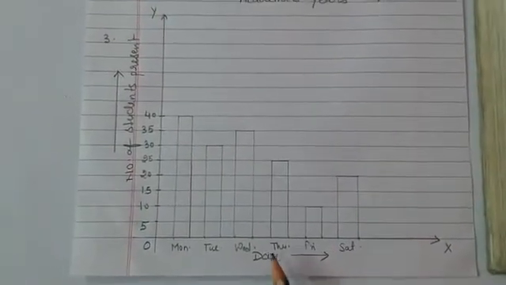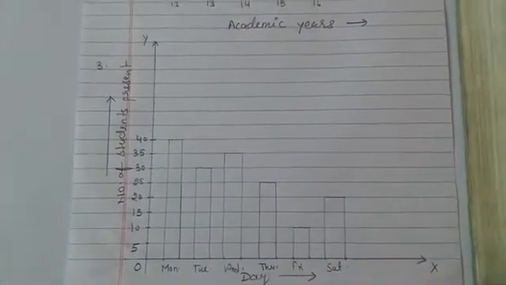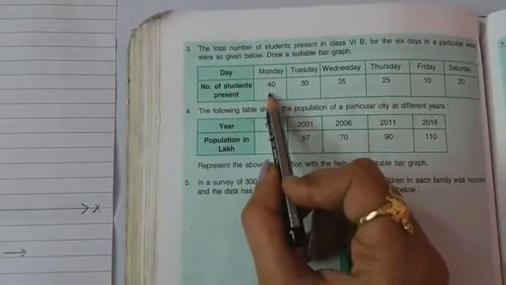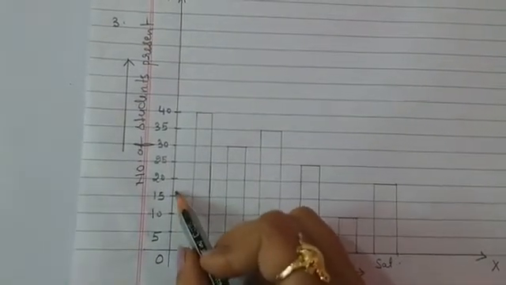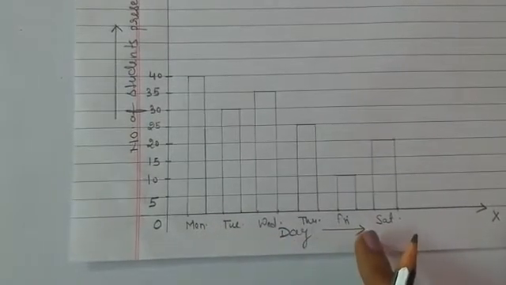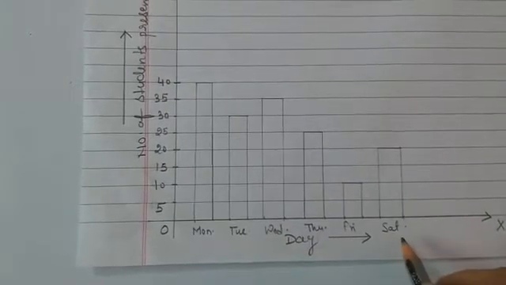On the x-axis, we will write the days, and on the y-axis, the number of students present. Let us see, the highest number of students present is 40, and the least is 10. So we will take 5 students at a distance of 1 centimeter gap. Okay. 0, 5, 10, 15 till 40 we will write there. Okay. Now on the x-axis we will write the days: Monday, Tuesday, Wednesday, Thursday, Friday and Saturday.